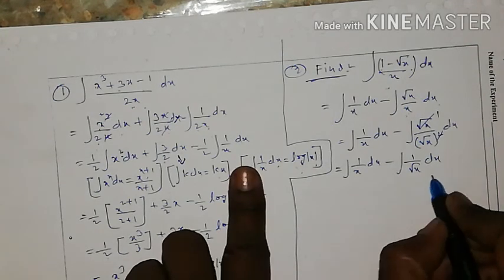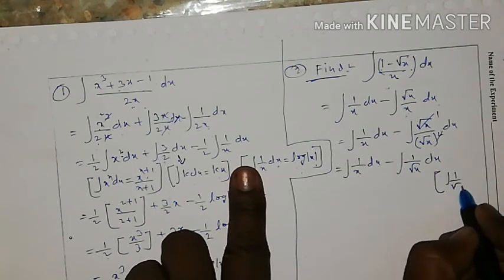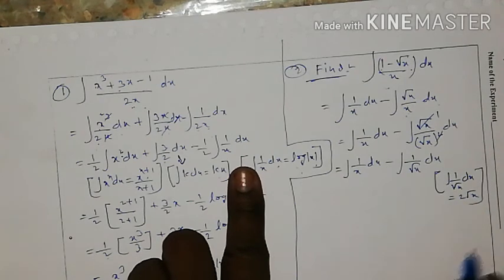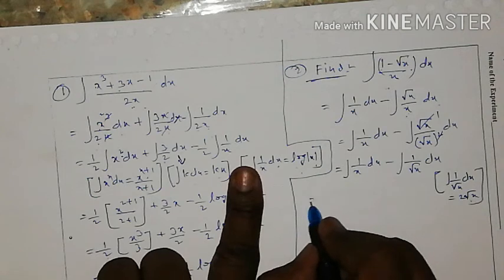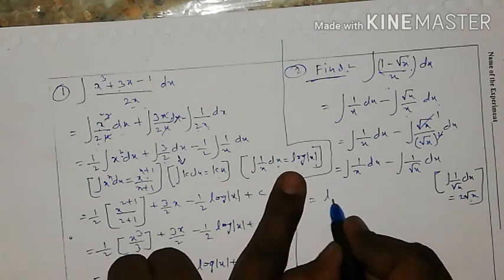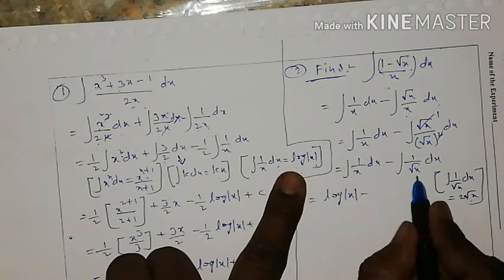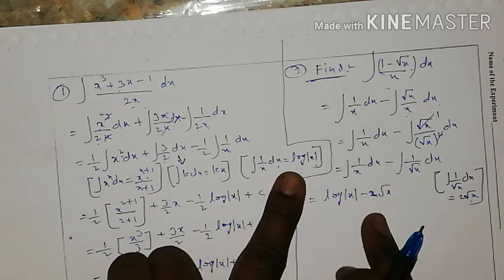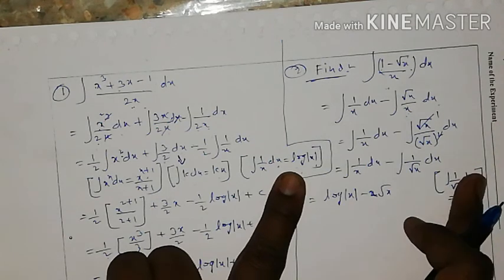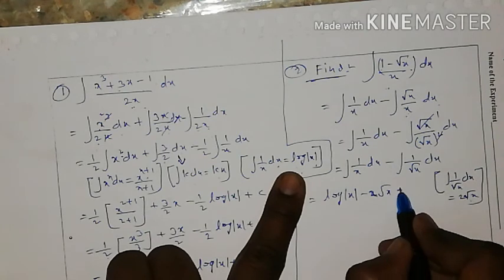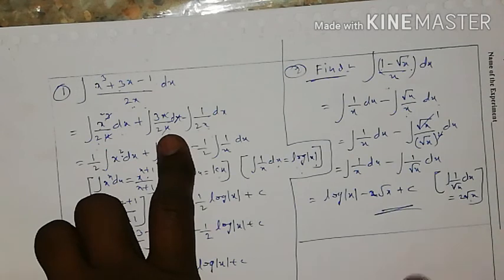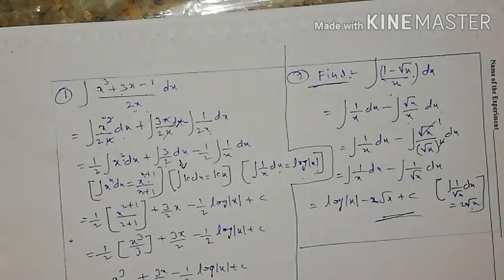Clear? Okay, here I am again writing the formula. Integration of 1 by root x is equal to 2 root x. Clear? So apply the formula now. First one, integration of 1 by x dx is equal to log mod x, minus integration of 1 by root x, nothing but 2 root x. Clear? So formula application is over. There are no other terms. Now write the end plus c. Finish. No need to simplify anything. You can't simplify this one. Log mod x minus 2 root x plus c.